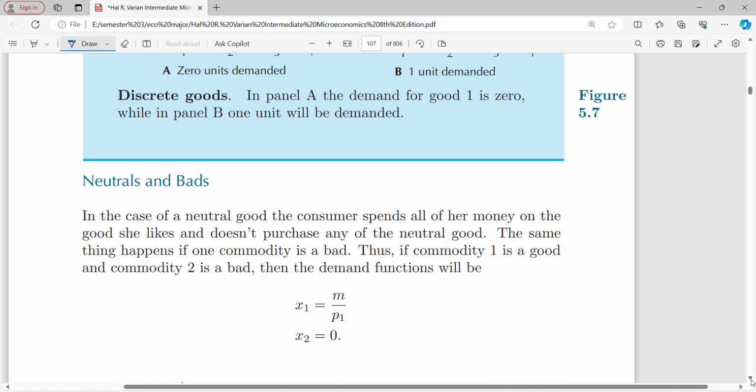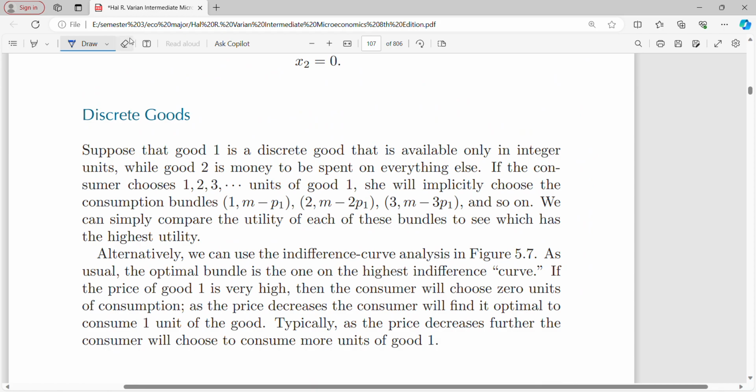How will the consumption bundles come? I'll denote it. So it will be like this only. That is 1 unit, then money income minus P1. Then when the price of good one again decreases, you will consume 2 units. Then it will be M minus 2P1. Okay, 2 is the quantity, P1 is the price. So the money spent for 2 units will be 2P1, M minus 2P1. It goes like that.